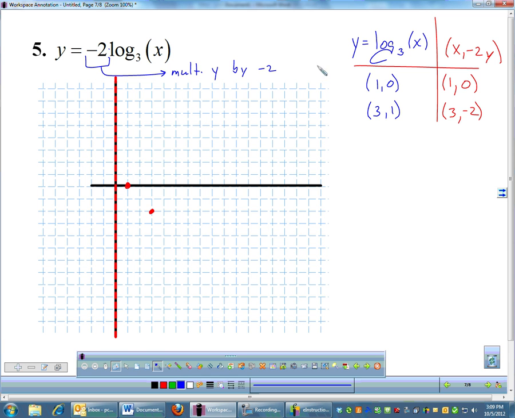And notice this time when I multiply my y's by negative 2, it's going to flip this thing upside down. So now my graph is actually going to come down from up here and then start to slowly level off. Never quite levels off, but it looks like it. All right, so there's a graph for that one. So when you multiply y's by negative, it will flip the graph. You good? So there's number 5.